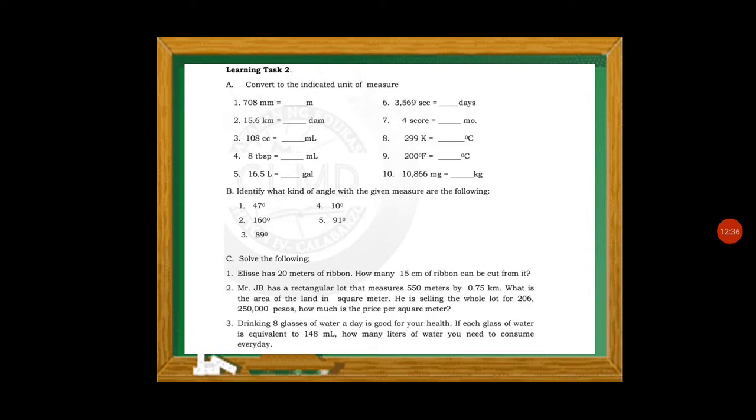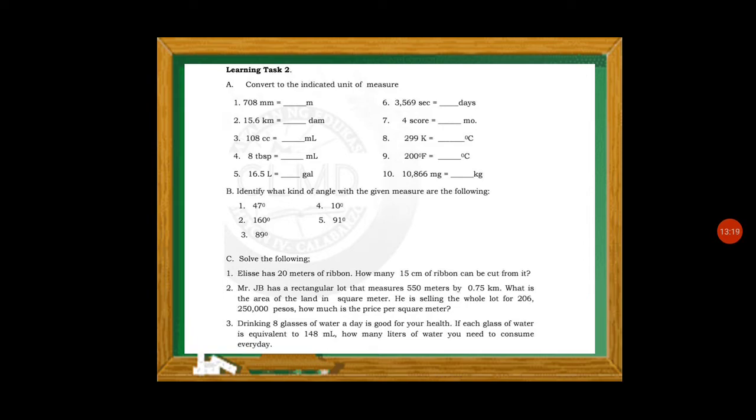So once you are done with learning test 1, we will now answer learning test 2. So you have to convert the indicated unit of measure. For number 1, that is millimeters to meters, that is 3 steps. So that is from smaller unit to bigger unit. Then if that's the case, you have to divide. So you have to divide by 10, by 10, and by 10. So that's 3 tens. You have to divide it by 10 3 times, or divide by 10 raised to the third power.